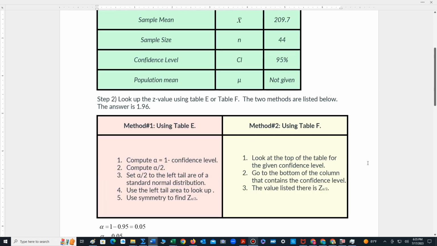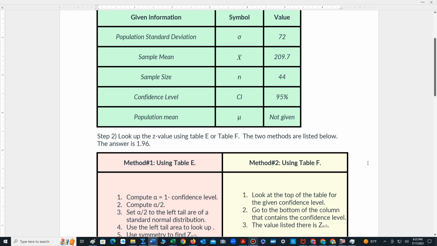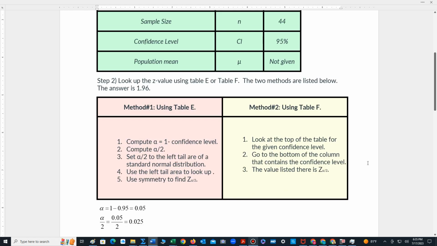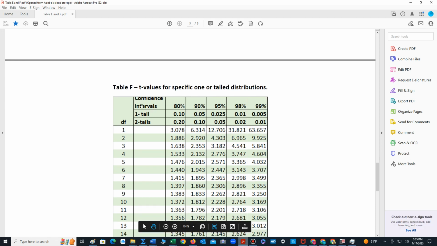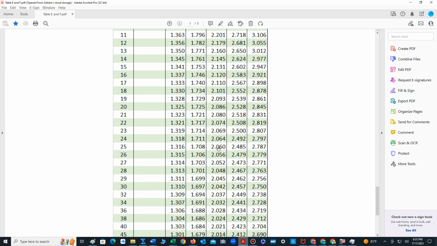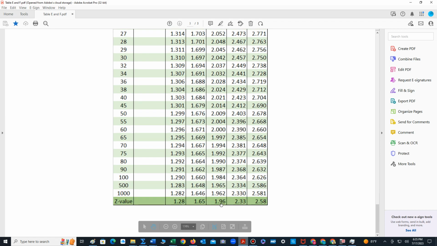So before we proceed, we need to find the z value, z sub alpha over 2. Now my preferred method whenever I can is to use table F. So to use table F, it's a more efficient method. Let's look at table F. You look at the top, you search out the confidence level, 95%, and then scroll all the way down to the z values, and it's going to be 1.96. That's your z value.